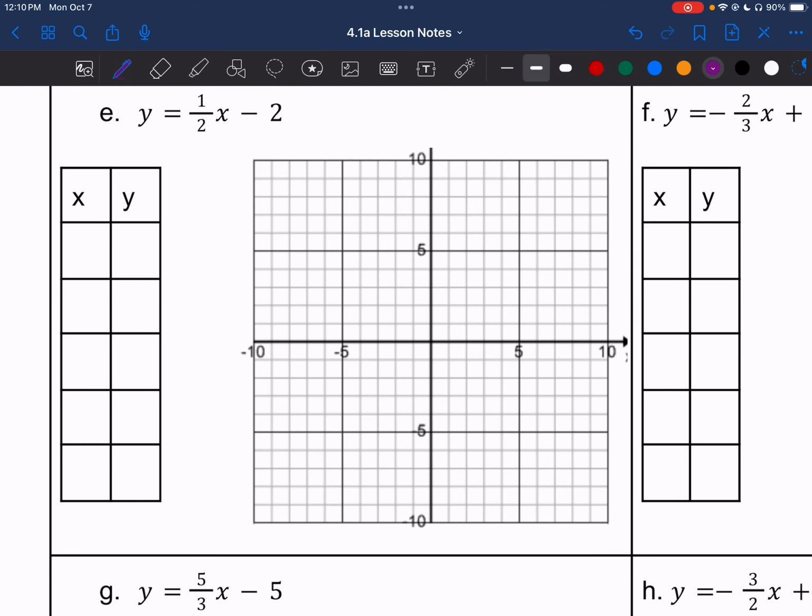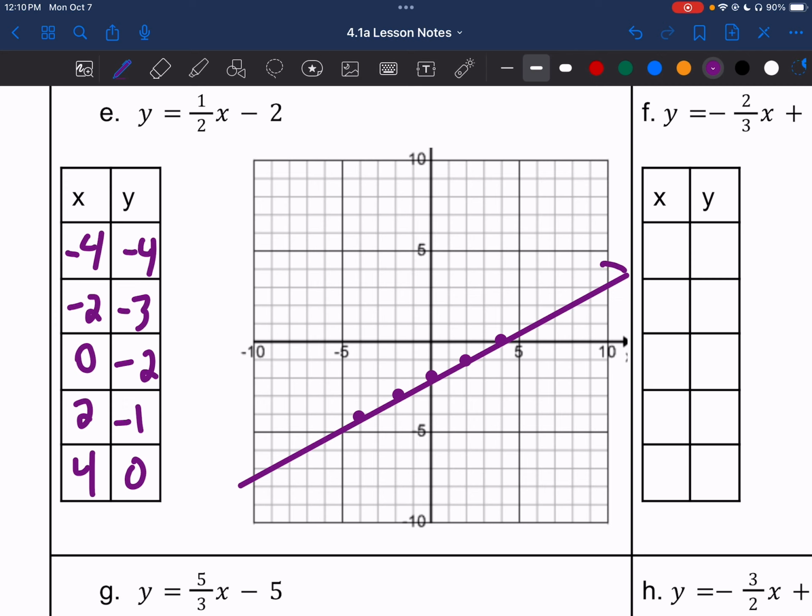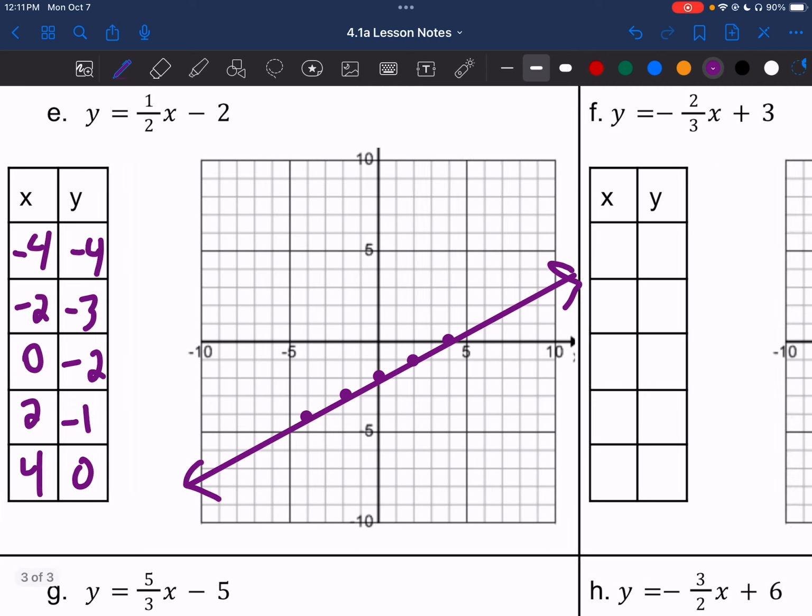All right, letter E, we're going to fill in. We have our inputs, -4, -2, 0, 2, and 4, since we are dealing with multiplying by 1/2. And when I substitute in, we're going to get the following values: -4, -3, -2, -1, and 0. So my points: -4, -4, -2, -3, 0, -2, 2, -1, and 4 and 0. So we're able to draw in our line there. And we have that. All right.